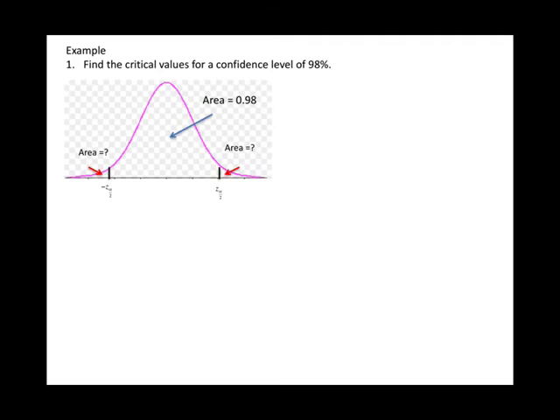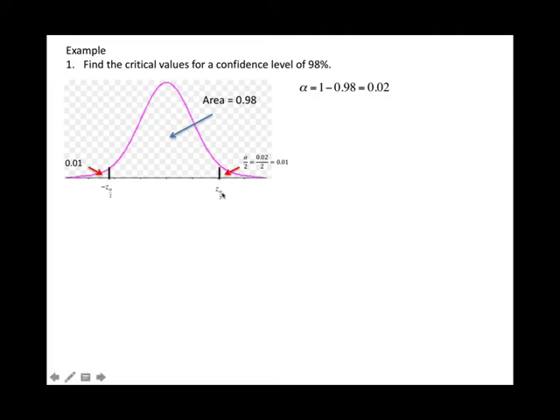I will find my alpha first, okay? Remember, alpha means the area of the left tail plus the area of the right tail. So alpha will be equal to 1 minus the area in the middle, which is going to be 0.98. Then that will be 0.02. And then the area of each tail, I will divide by 2, which is going to be 0.01. Okay, 0.01 in each tail.